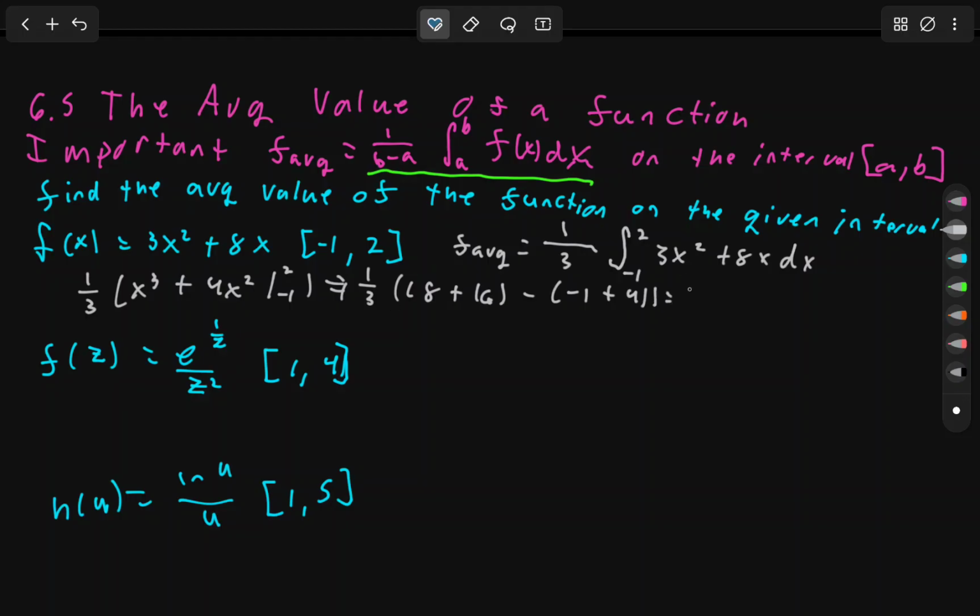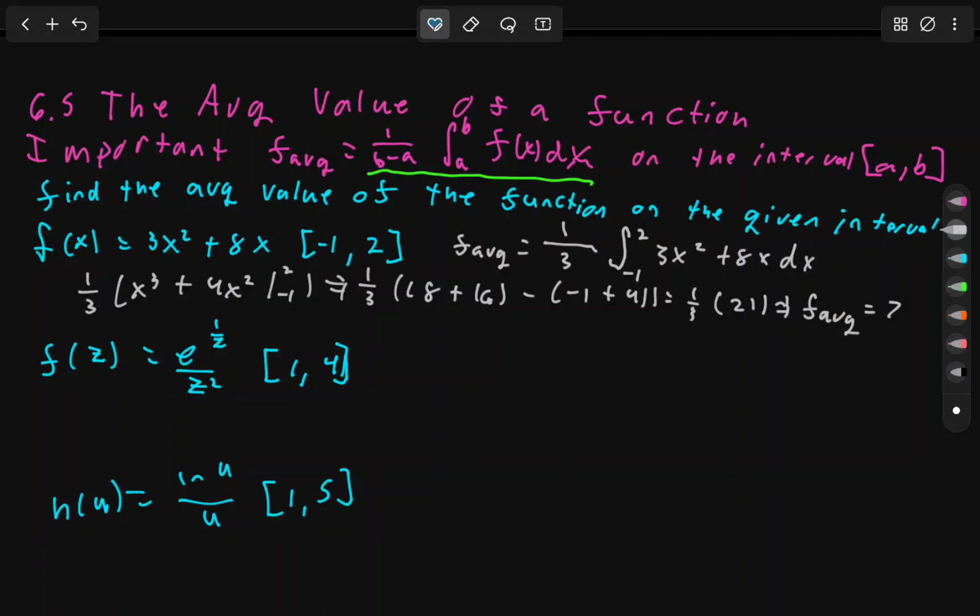So we now can evaluate this, so we get 1/3 times 8 plus 16, that's 24, minus 3. So we get 21. So our answer for the f average is equal to 7.